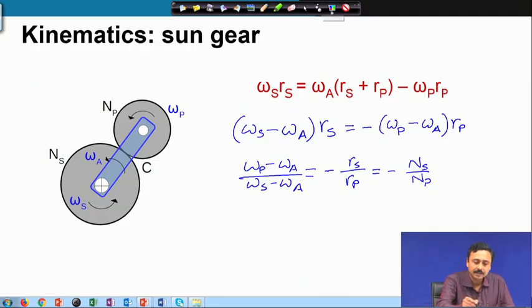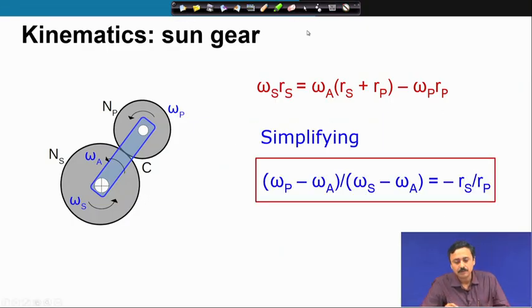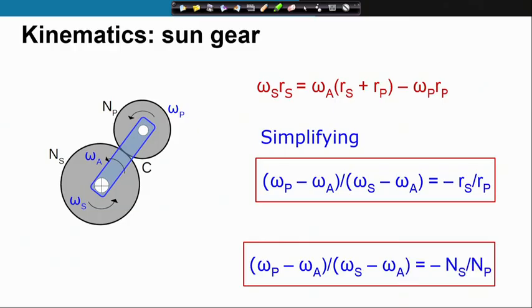So, this relation that we have obtained relates omega of the planet, omega of the sun and omega of the arm in terms of the number of teeth on the sun and the number of teeth on the planet. So, this I write out for you. This is the final expression of the motion relation. From here, given omega of the arm and omega of the sun, you can find out omega of the planet, or given the omega of the planet and omega of the sun, you can find out omega of the arm.